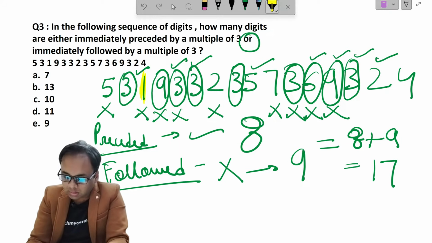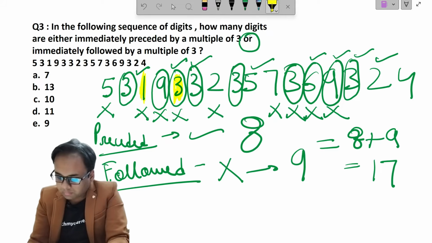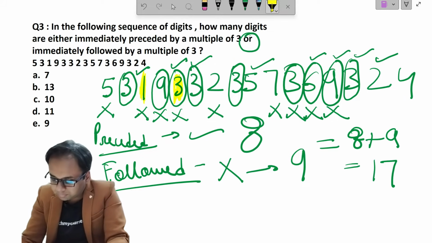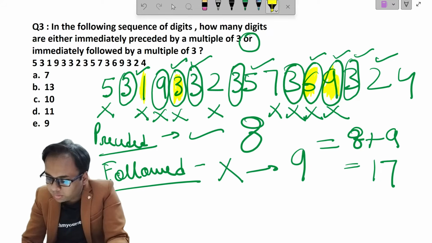Let us see something else. This 3 has been counted twice, so it has a tick as well as a cross. Next, this 6 also has a tick as well as a cross. This 9 also has a tick and a cross. So there are 4 digits which have been counted twice.